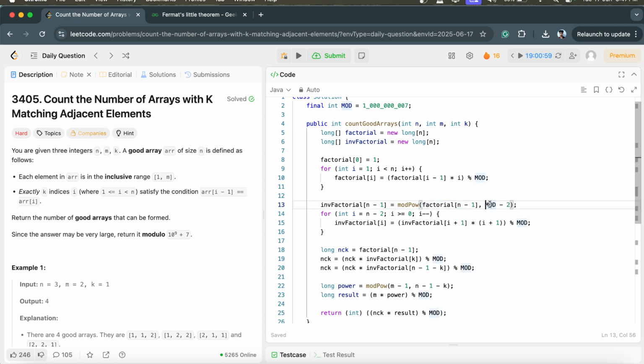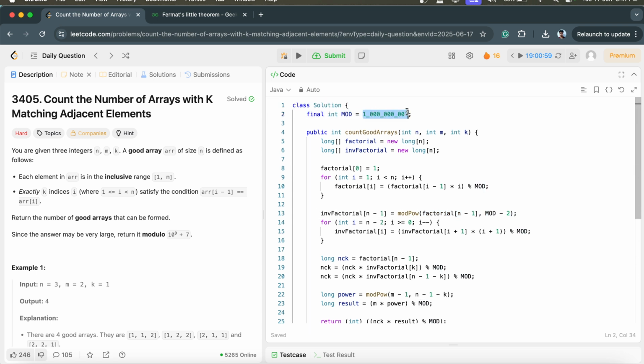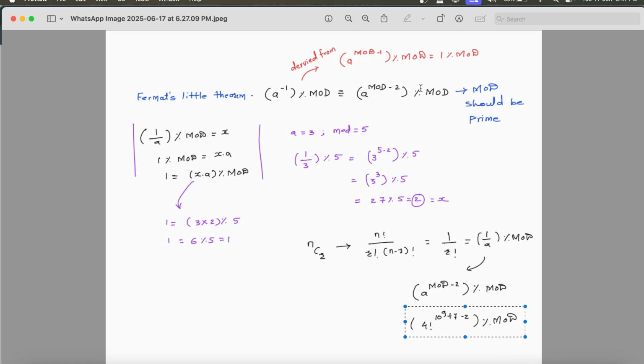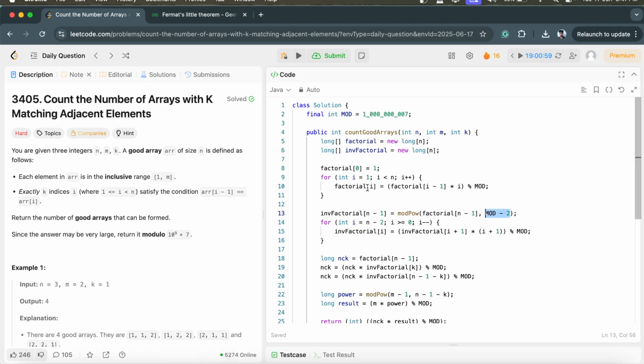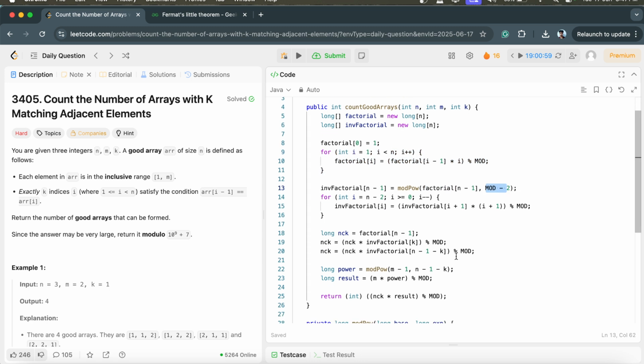And mod minus 2: the mod value is 10 to the power of 9 plus 7, right? That is what I am getting right over here, minus 2, because of the formula that we are using. So whatever formula we saw here, a to the power of mod minus 2, the a value is the factorial value that I have kept right over here, and mod minus 2 is the value that I am passing to get a to the power of mod minus 2. So this particular function can give me the inverse, 1 by n minus 1's factorial, because n minus 1's factorial value is what I am looking for.